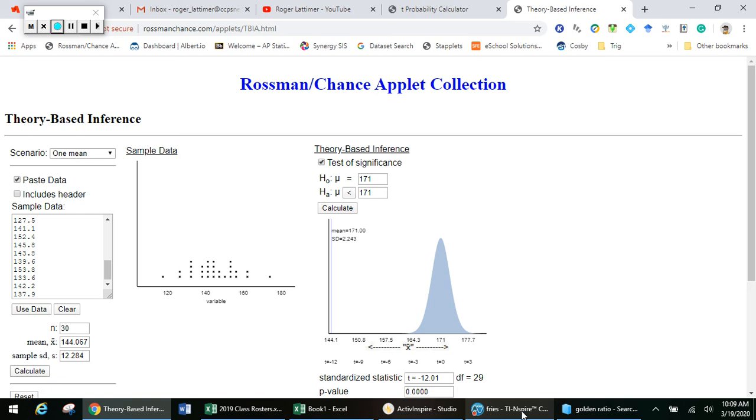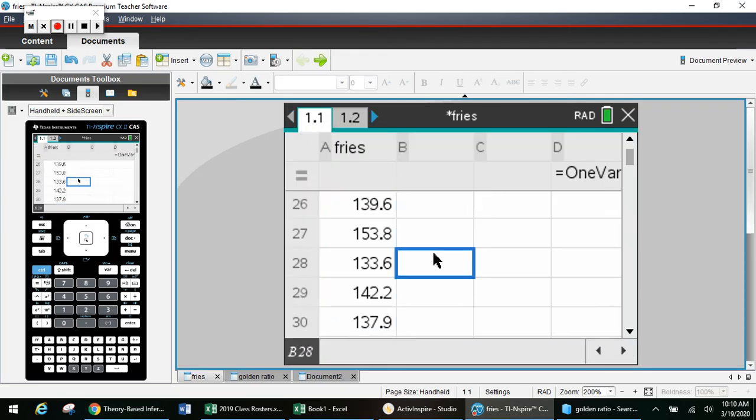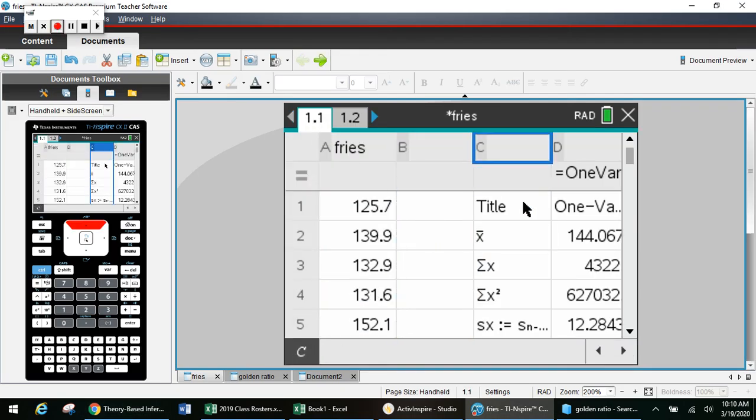What about if you have a TI-Nspire? So what if you have a TI-Nspire at home? Now I showed you the long way before, so I'm just going to delete that out.